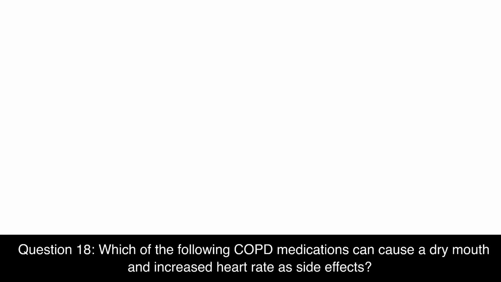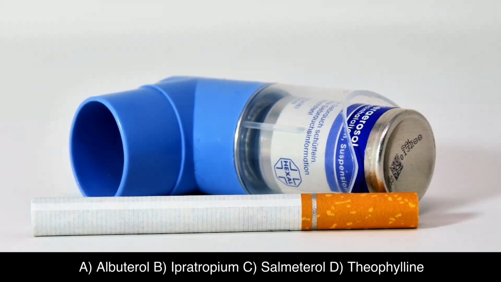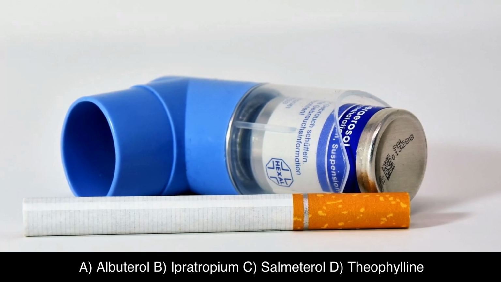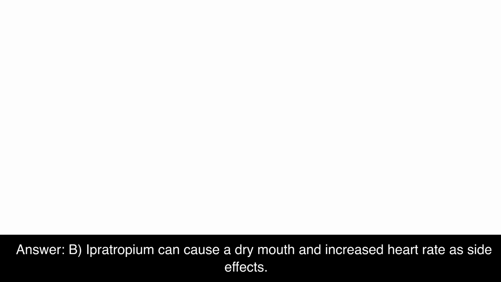Question 18. Which of the following COPD medications can cause a dry mouth and increased heart rate as side effects? A. Albuterol. B. Ipratropium. C. Salmeterol. D. Theophylline. Answer. B. Ipratropium can cause a dry mouth and increased heart rate as side effects.